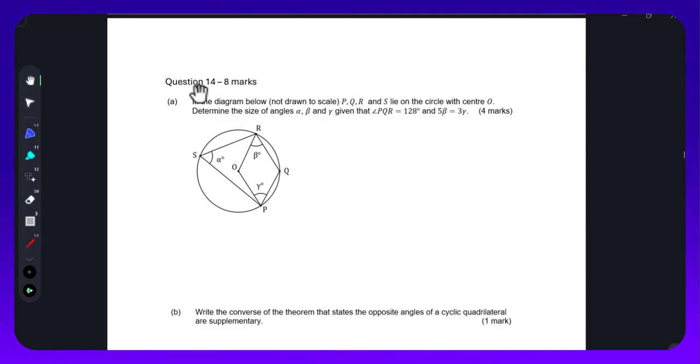Okay, for this question, first up I guess we can try to solve for alpha. Now PQR is 128, so that one is 128. Okay, so opposite angles of a cyclic quadrilateral add up to 180, so alpha is going to be 180 minus 128 equals 52 degrees, and I'll write that 52.